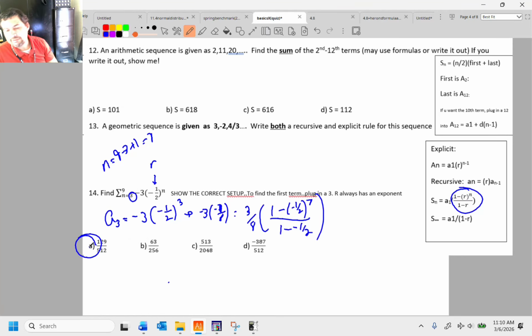Number 13, there are going to be kids who leave it blank. Thankfully, I'm doing this before I grade instead of after, otherwise I'd be ticked off. The forms are literally right here.